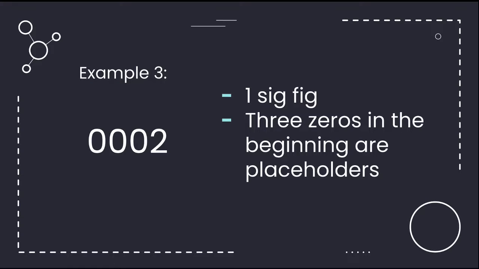Example number 3 is 0002. This is 1 significant figure because the 3 zeros in the beginning are just placeholders. Adding those zeros doesn't add any additional information to this number because it is always implied that there are no other values that change this number if it was to be just 2.